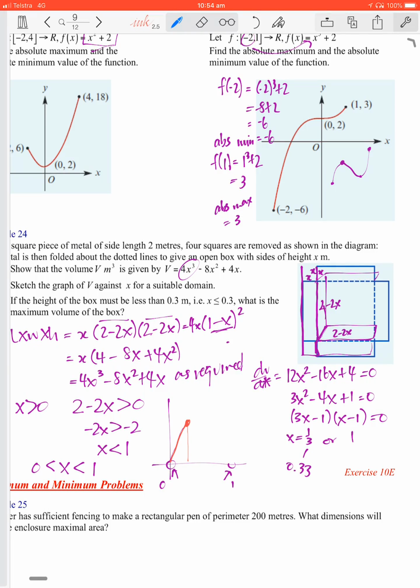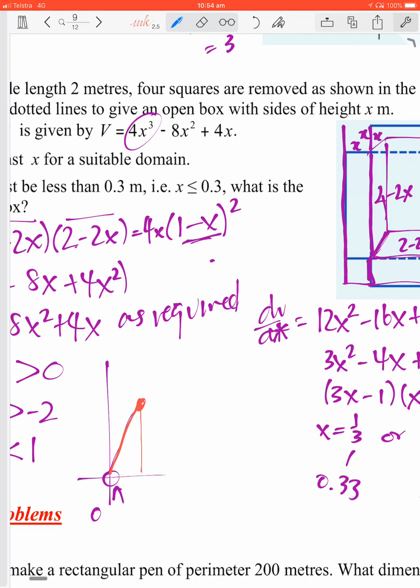So we want to find our maximum volume. I'm just going to scrap this so I've got some room. We know x equals 3 on 10. So our maximum is V equals 4 times 3 squared is 27 on 1,000, minus 8 times 9 on 100 when I square 3 on 10, plus 4 times 3 on 10. Okay, let's see what we can do. I'm just going to put it over 1,000. It's going to make it easier.